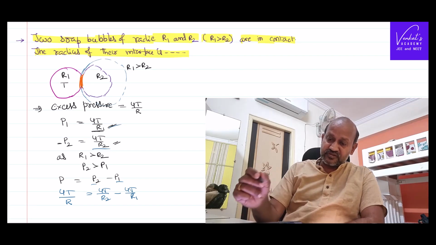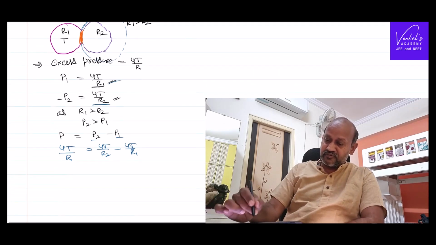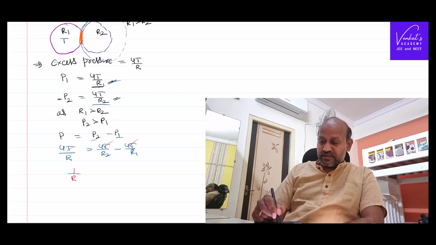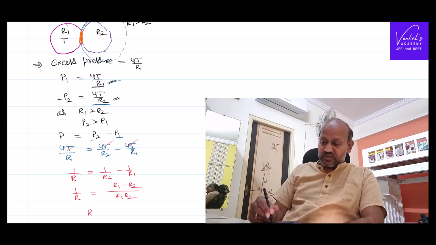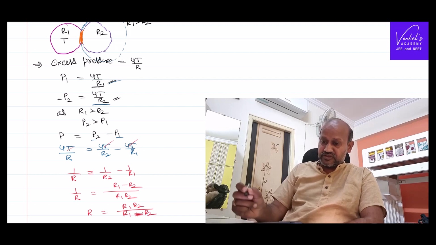So if you simplify both of them, all the 4Ts can be cancelled. 1 by the radius of that interface is equal to 1 by R2 minus 1 by R1. R1 R2 is the LCM, so it becomes R1 minus R2 over R1 R2, that's 1 by R. So the radius of that interface is R1 R2 by R1 minus R2.